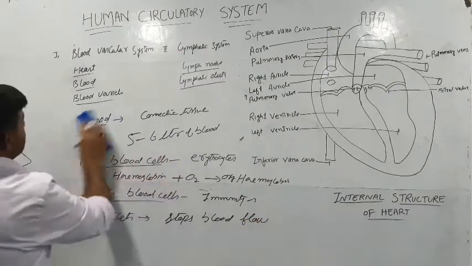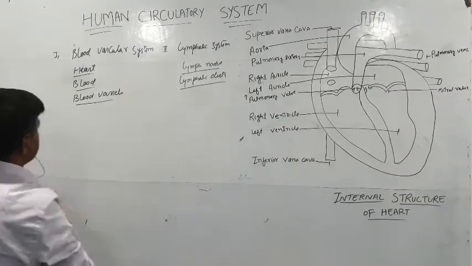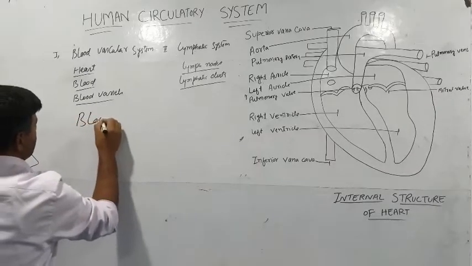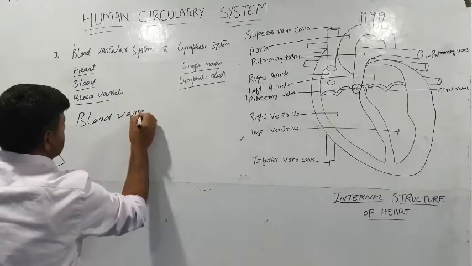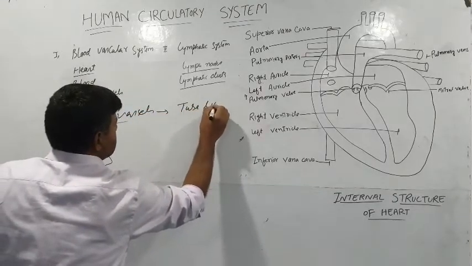Now let's move towards the blood vessels. Blood vessels are tube-like structures.